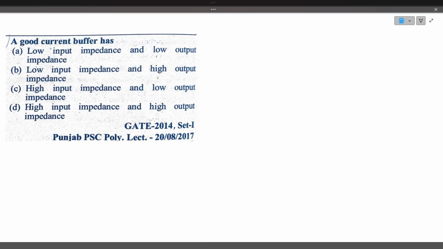A good current buffer has: low input impedance and low output impedance, low input impedance and high output impedance, high input impedance and low output impedance, or high input impedance and high output impedance. So good current buffer. What is a current buffer? Current buffer means the device which gives the current gain as 1. Approximately it should be 1. That is called current buffer. The best example for this is the common base.